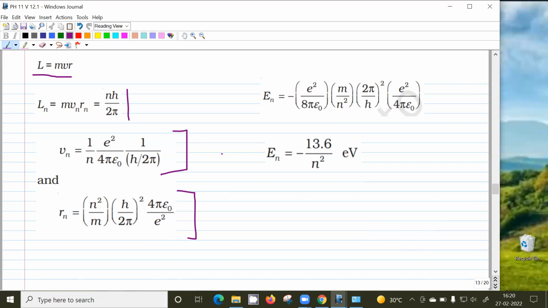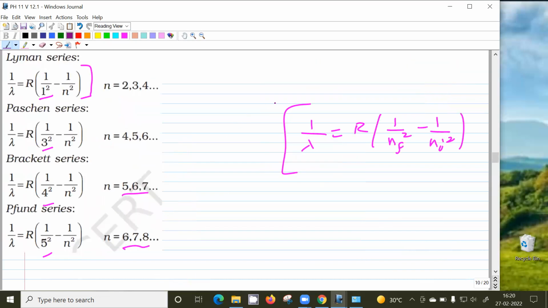One important thing you have to remember is the radius of the electron is proportional to n square by Z. Just for the hydrogen atom, Z is 1. So it's proportional to n square. Similarly, energy will go as 1 by n square. The unit of energy is electron volts here. So this formula you should remember, and this formula also you should remember.